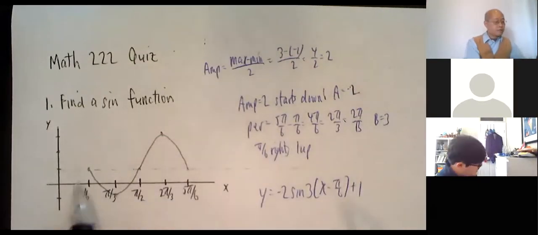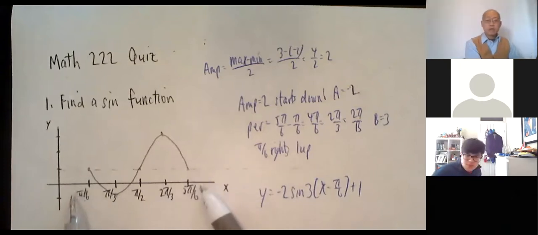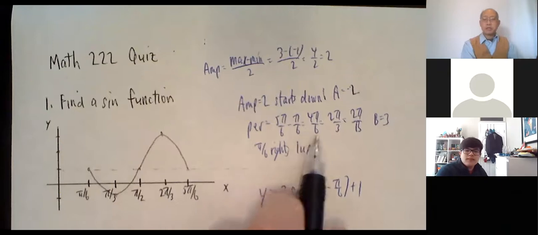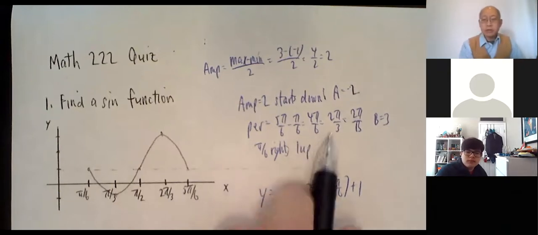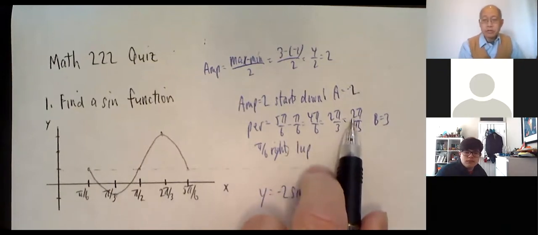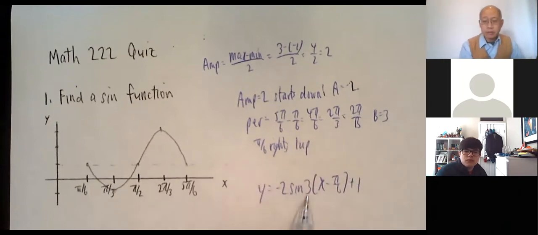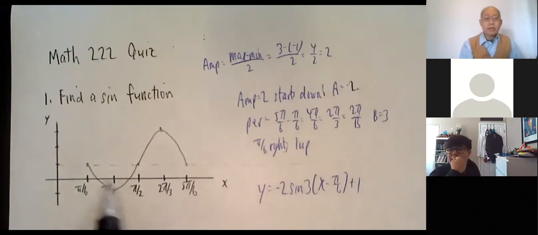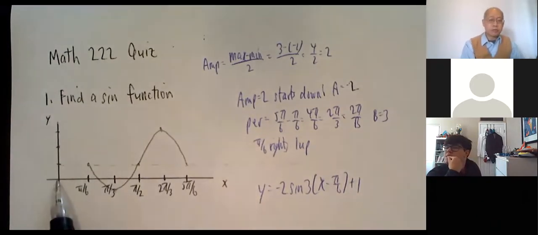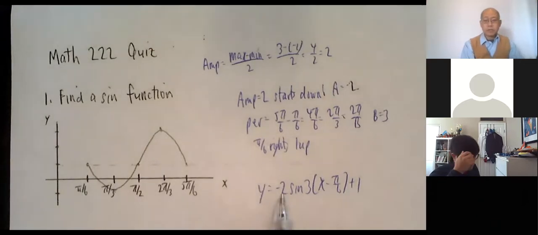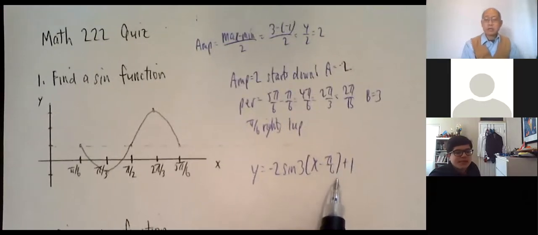Okay, the period, how far is it from here to here? Well, 5 pi over 6 minus pi over 6, that's one period. That's 4 pi over 6 or 2 pi over 3. I set it equal to the formula of 2 pi over b, and that gives me a b of 3. So that means there should be a coefficient of 3 in front of the whole thing. Then I take the regular sine function, which starts at the origin, but this is pi over 6 to the right, and then 1 up. So -2 sine 3 parentheses x minus pi over 6, plus 1.